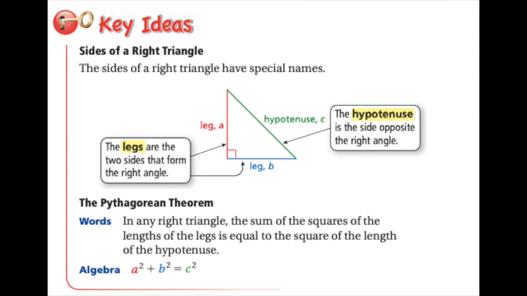What does this mean in algebra? To be able to find these side lengths, we are going to use the equation a squared plus b squared equals c squared. So we square a leg, we add it to the square of the other leg, and that's going to equal the square of the hypotenuse. Let's put it into examples and see how it works.